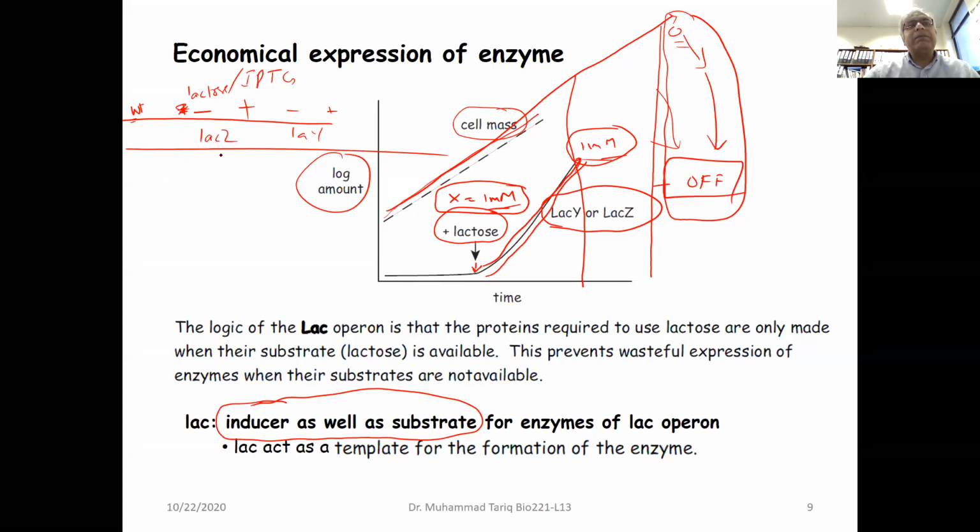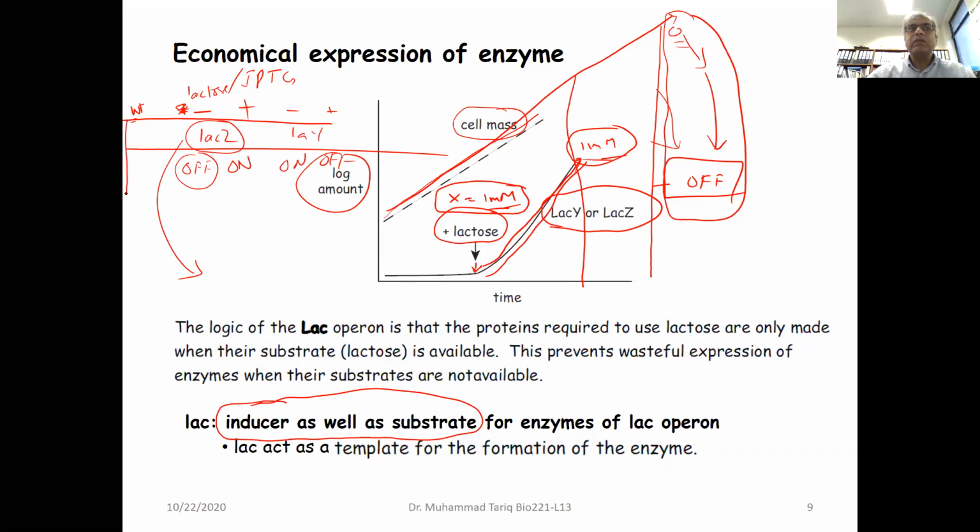In the case of wild type, in the absence of lactose or IPTG, will lac Z be on or off? Off, sir. Off. Because we can add substrate for lac Z, we can add substrate for lac Y, and we will see that Z is off. It's only on when there's ligand, and the same will be the case here. Is it clear so far? In case of wild type.